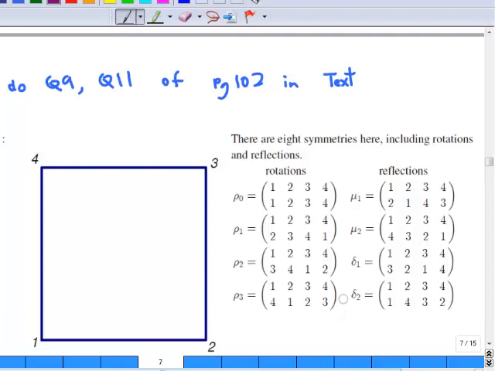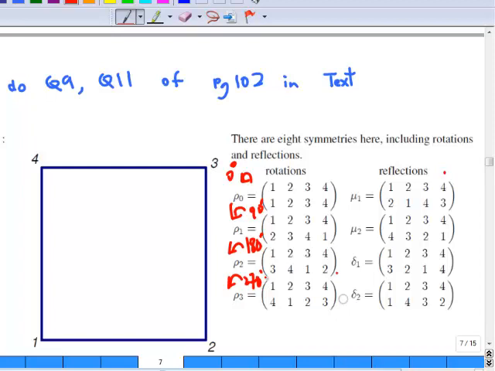The first one is a rotation of 0 degrees anti-clockwise. This one is what? Whatever is in 1 goes to 2. So this is rho 1, 90 degrees. Then the other one is 180 degrees, then 270 degrees. So these are the rotations.